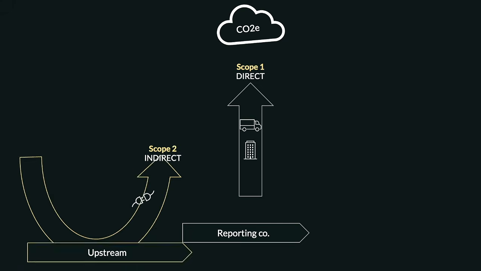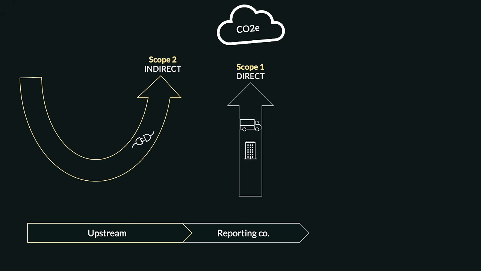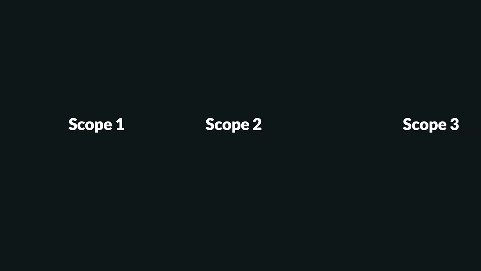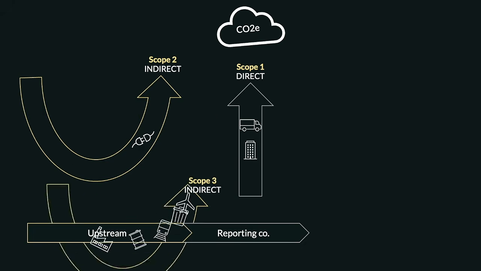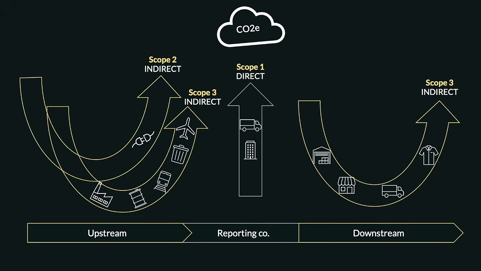Scope 2 emissions are associated with things like purchased electricity, steam, heating, and cooling. And these are considered indirect because while your company consumes this energy, it's generated off-site somewhere else, so you can't directly control it. Scope 3 emissions are indirect emissions associated with everything else that supports your business operation.